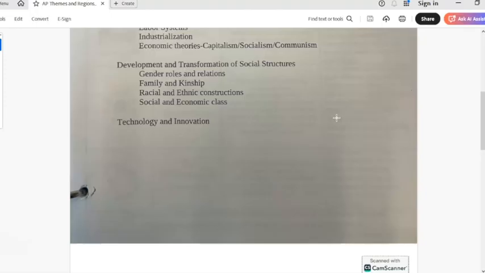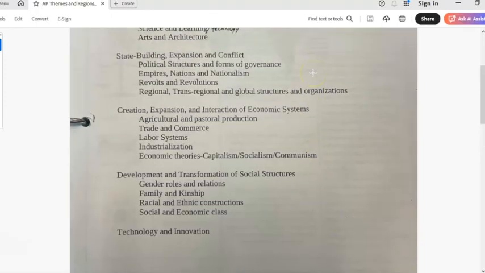Are people from different ethnic groups allowed to be friends, or is there discrimination between those two? Racial and ethnic construction. What is the breakup of the various races and ethnicities within your society? Do they get along? Do they not get along? Things like that. You see, there's definitely going to be overlap with these, right?